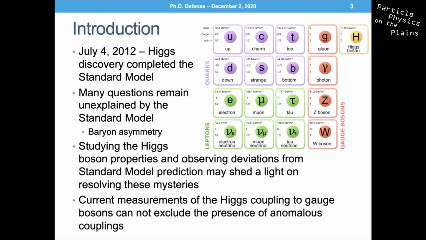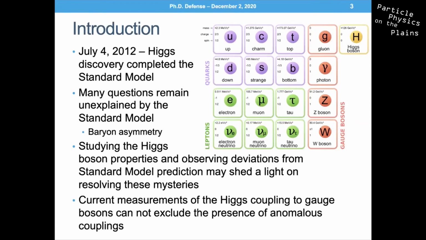So one particular way to address these questions is to study the properties of the Higgs. And if you observe any deviations from the standard model prediction, that would point to new physics and maybe shed a light on resolving one or more of these unexplained questions.